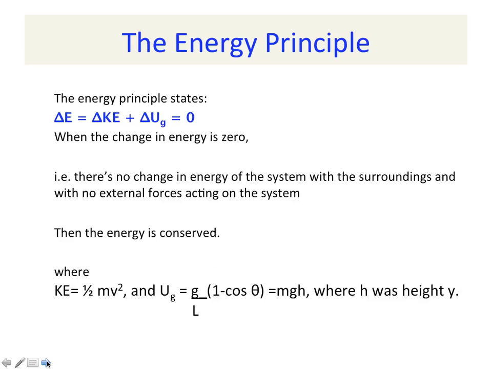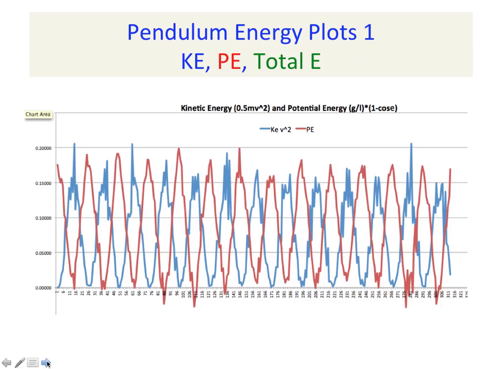With the energy principle, the total energy equals the kinetic energy plus the potential energy, and the change will be zero when there's no energy in the system from the surroundings and no external forces acting on the system. Then the energy is conserved. We confirm this, but in actual fact, there is a little bit of friction of the string where it attaches to the pendulum pivot.